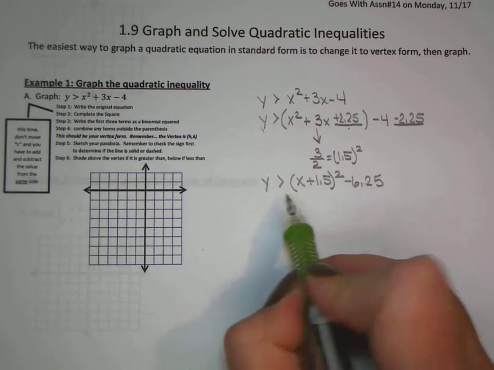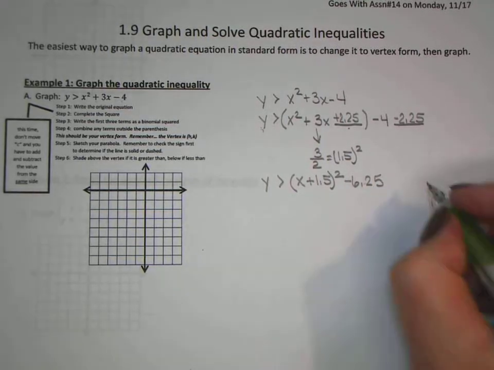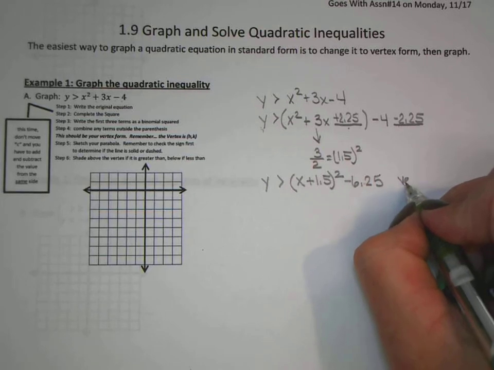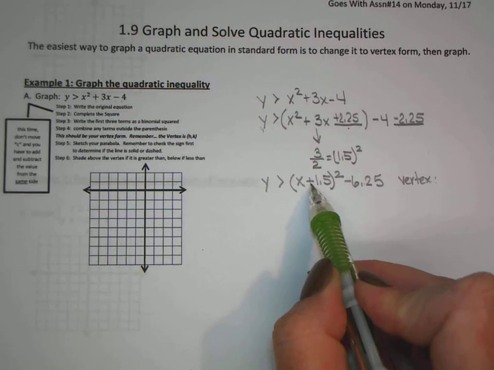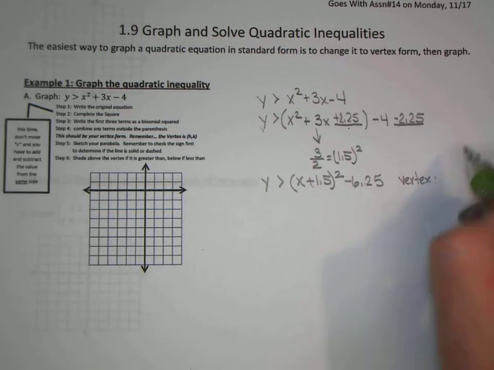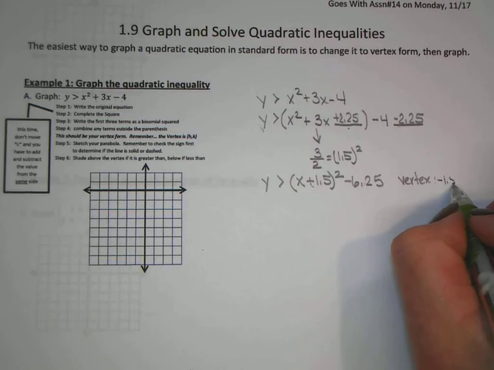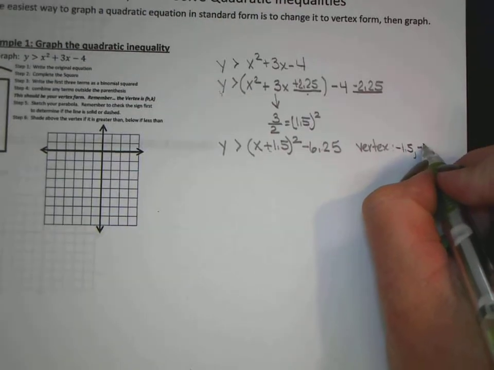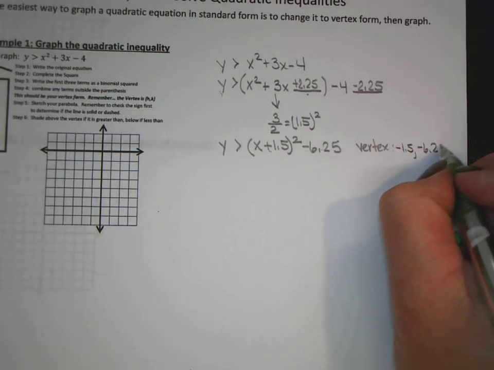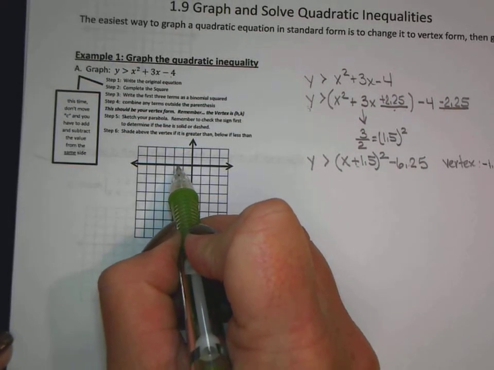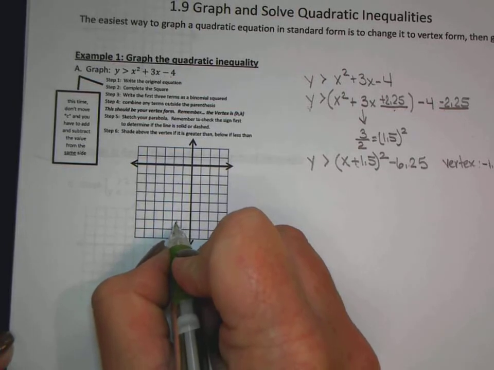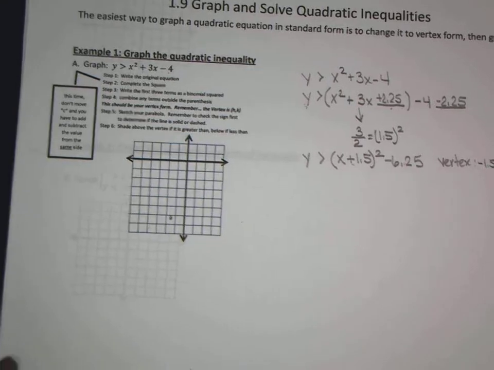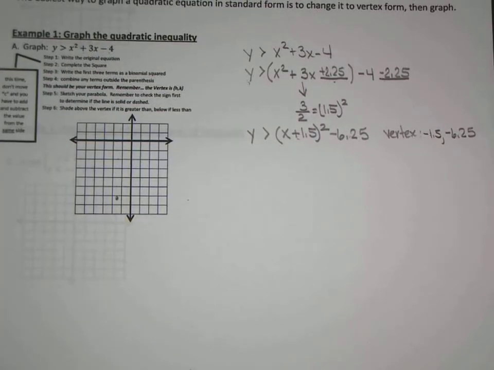Now back up. This is vertex form. So if you remember, the vertex is actually very easy to find in vertex form. So this is the opposite of the sign. So negative 1.5 is going to be part of your vertex. The other part of your vertex is negative 6.25. All right, so you're going to plot that vertex. So you're going to go negative 1.5, negative 6.25. 1, 2, 3, 4, 5, 6, and it's just a little bit below that. Again, it doesn't have to be perfect. So there's your vertex.